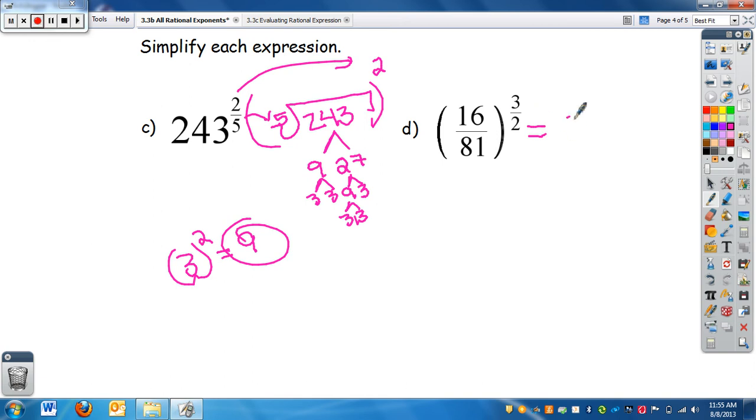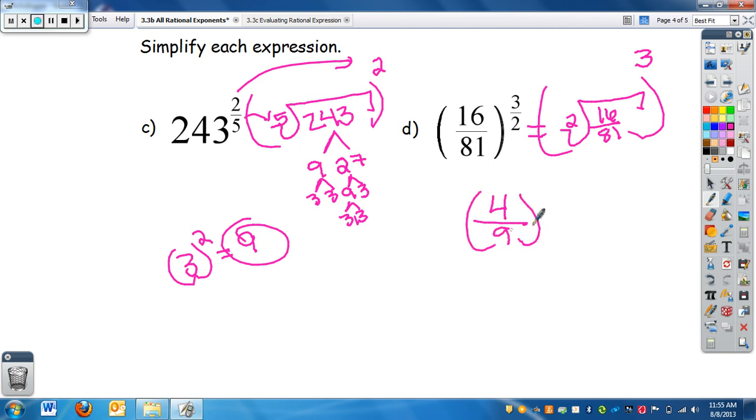On this one, our fraction one, we're taking the square root of 16 over 81, and then we're going to cube it. Alright, so square root of 16 over 81, these are both perfect squares. So square root of 16 is 4, square root of 81 is 9, and then we're going to cube. I know 4 cubed is 4 times 4 times 4 is 64. 9 times 9 times 9 is 81 times 9, which would be 729.